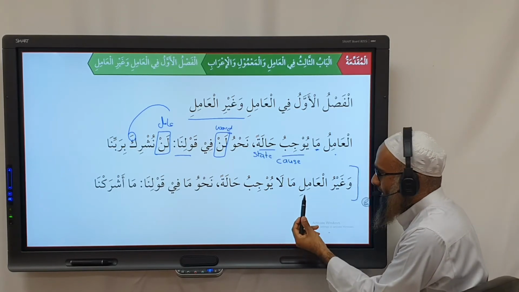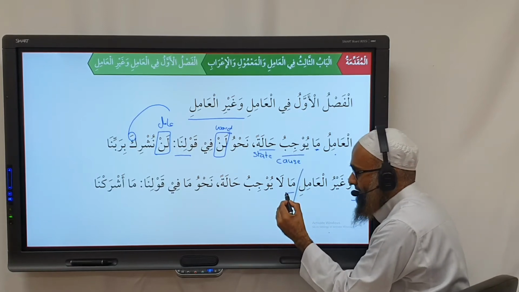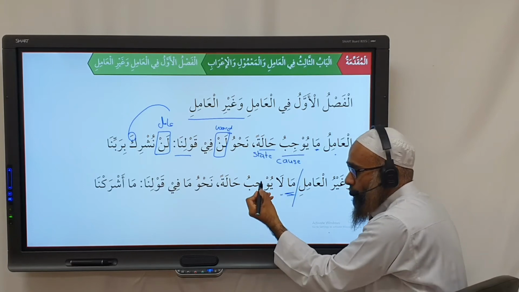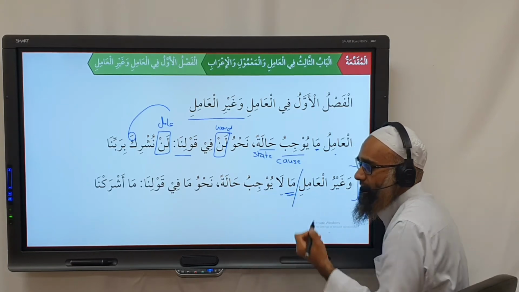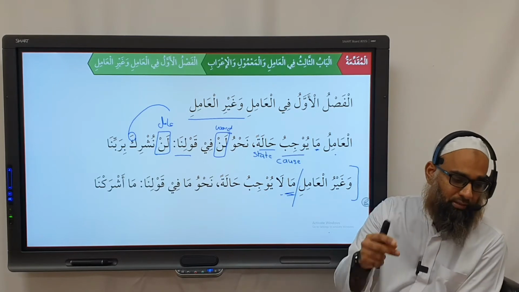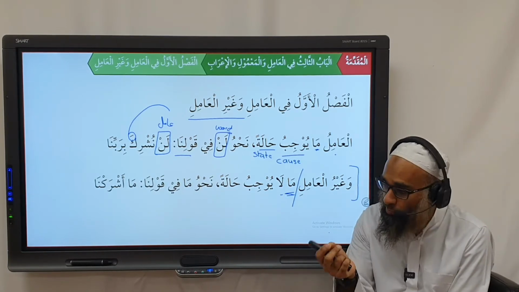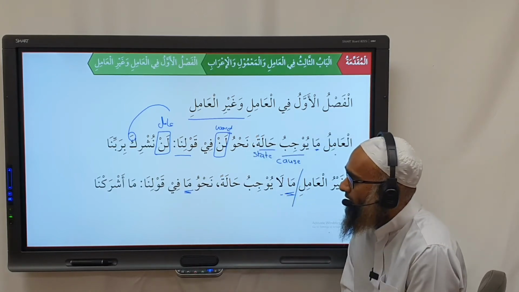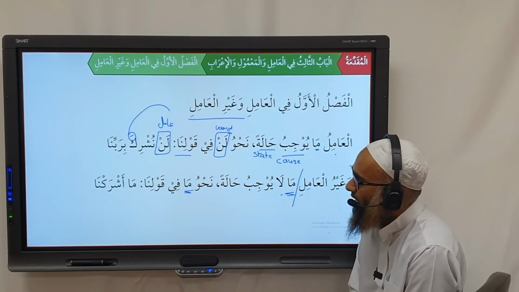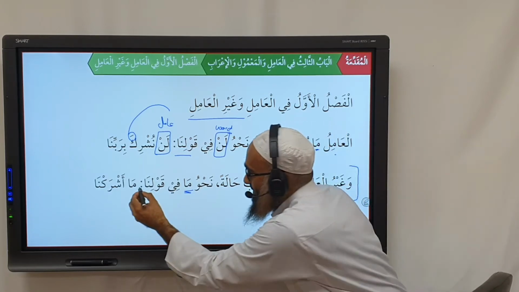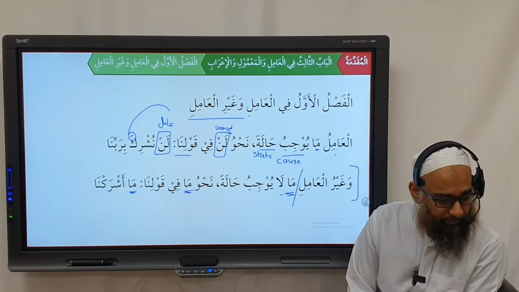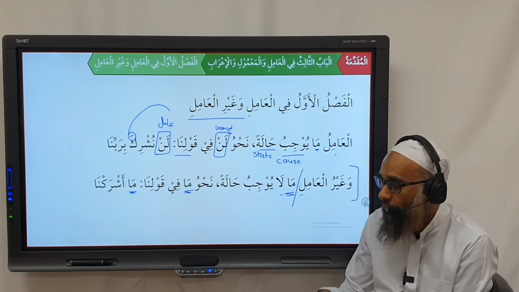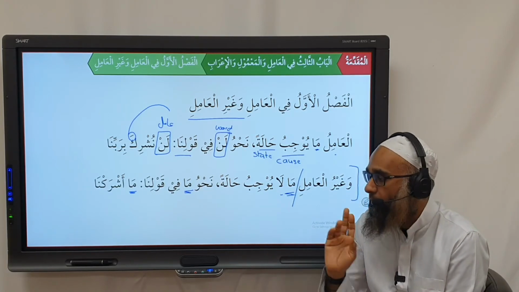وَغَيْرُ الْآمِلِ, and the ghair amil is that which la yujibu halatan, that which does not necessitate, does not cause a state. Meaning it does not affect the grammar, the marfu, mansub, majroor or majzoom aspect of the following words. Nahu ma fi qawlina ma ashrakna. So we have not ascribed partners. So in here, is ma an amil? Does ma change anything to the word after it? Does ma cause any changes? No, it is not.